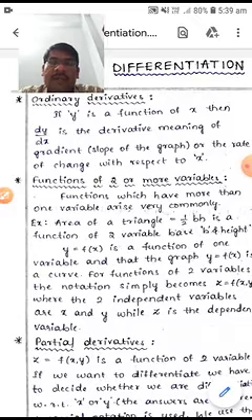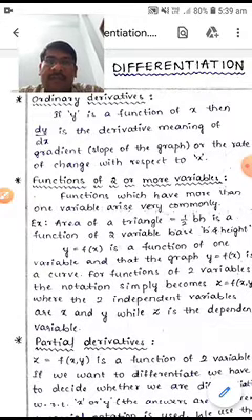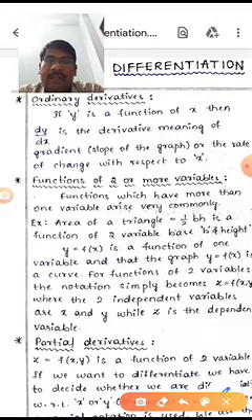For ordinary derivatives, y is a function of x, then dy by dx is the derivative, that is the slope of the graph of the curve, or gradient, or the rate of change of y with respect to x, that is dy by dx.